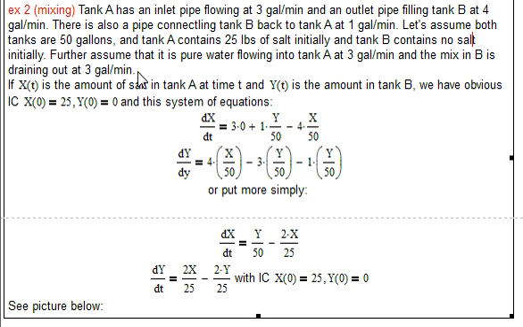Is this making some sense? So we've got 3 gallons coming into tank A, pure water, 4 gallons of tank A is going out into tank B, but 1 gallon from tank B is coming back into tank A. So A has a total of 4 gallons coming in, B has a total of 4 gallons coming in, and 4 gallons going out, because B is also being drained out at 3 gallons per minute.